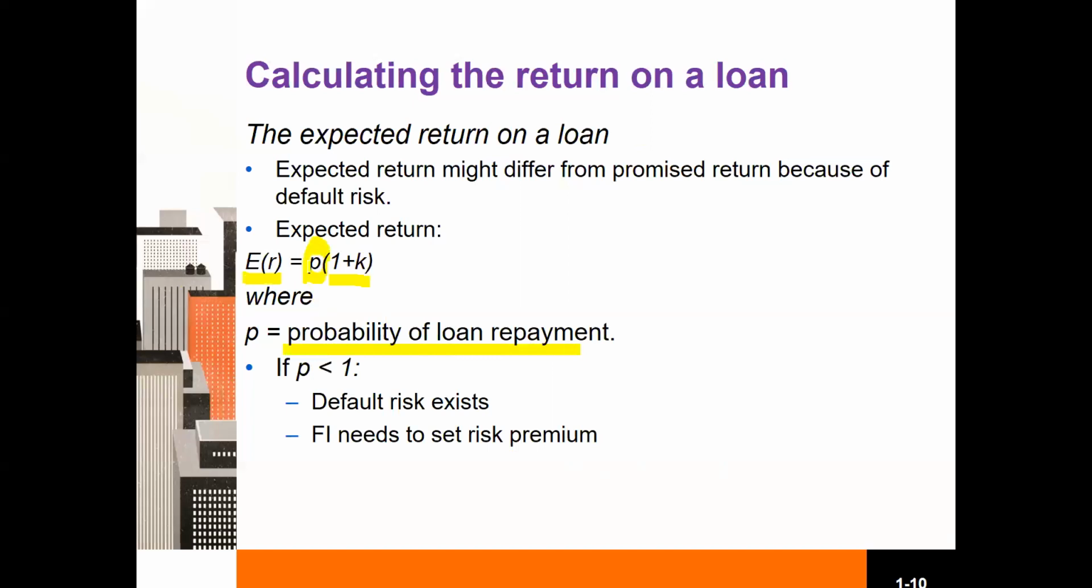If P equals 1, that means there is a 100% probability that the loan will be repaid, then the expected return and the promised return will be the same. However, when default risk exists and is compensated by a risk premium, P must be less than 1. So as P is less than 1, your expected return and your promised return will not be the same.